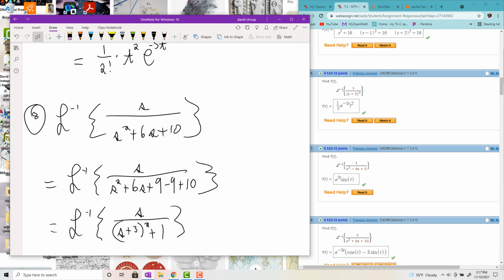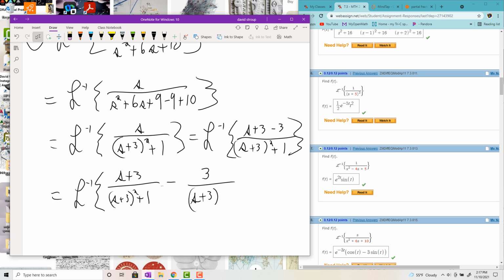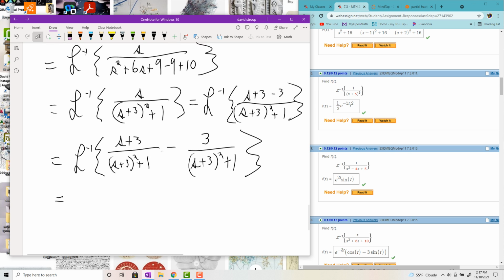So it looks like it's been shifted over by 3. In order to make that a reality, though, I need to add a 3 into the numerator. So it would be s plus 3 and then minus a 3 all over s plus 3 squared plus 1. And then I'm going to have to split that into 2 fractions, right? So Laplace inverse of s plus 3 all over s plus 3 squared plus 1, minus 3 all over s plus 3 squared plus 1. So that first guy's a cosine. The second guy's going to be a sine, right?